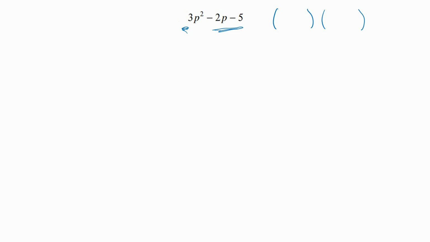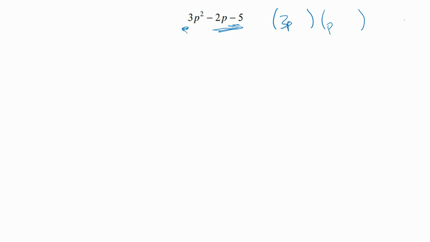So I'm going to ask myself, okay, how am I going to get 3p squared when I FOIL this back out? And the only way that I can get 3p squared is going to be simply 3p. That should say p. 3p times p. That's the only way it's going to happen, right? Because if I think about this, first times first, 3p times p is 3p squared. Then what I'm going to focus on is the last term, the -5.